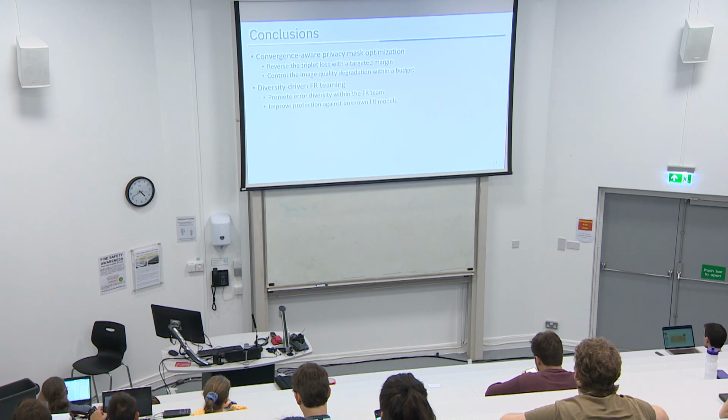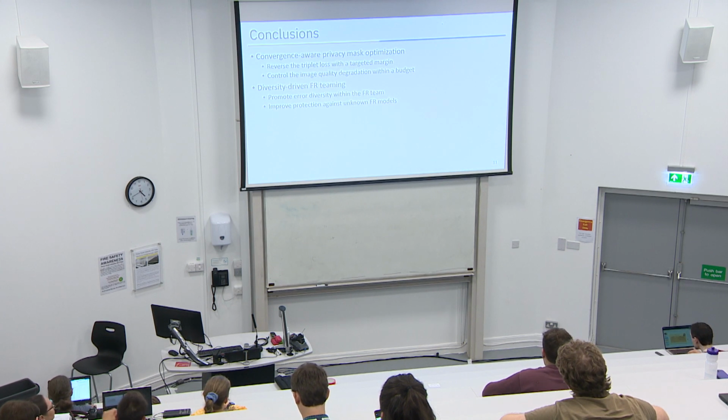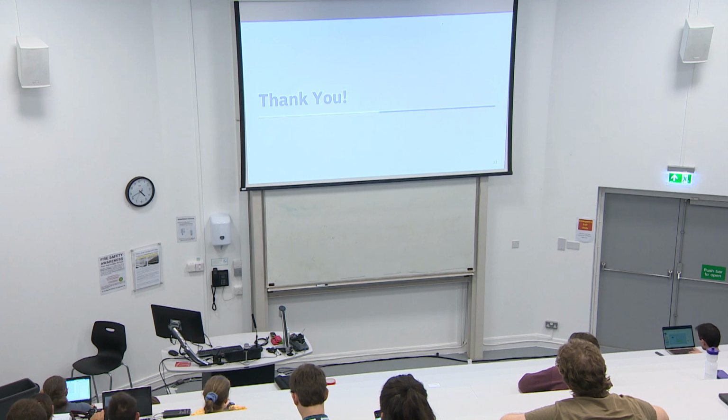In summary, this paper introduced an anti-FR solution called PMask. The optimization of the privacy mask is convergence aware, so we can deliver better image quality and faster protection. We also introduce a diversity-driven FR teaming to strengthen the generalizability to some unknown FR models. That's all for this presentation. Thank you so much.